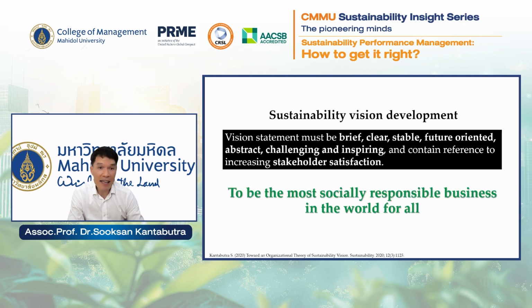Now, in order to design a vision statement, there are certain characteristics that you need to have: brief, clear, stable, future-oriented, abstract, challenging, and inspiring. And it must contain reference to increasing stakeholder satisfaction. An example of such a vision is: to be the most socially responsible business in the world for all. Okay, I'm not going into details about what we mean by brevity, clarity, and all that, because otherwise I'm going to spend too much time on this. But I have provided the article for you if you are interested. At the bottom of the slide, you can read the detail about what we mean by brevity, clarity, stable, and all that. Okay, so that we can save time to talk about something else.